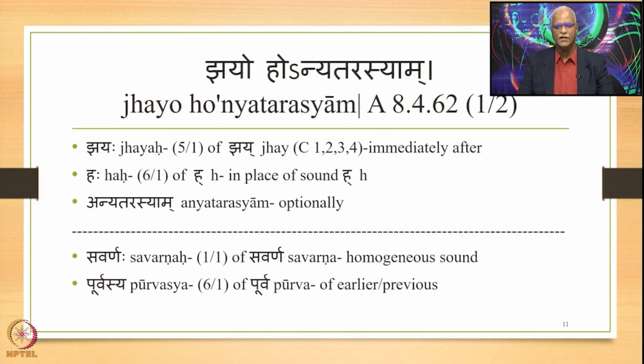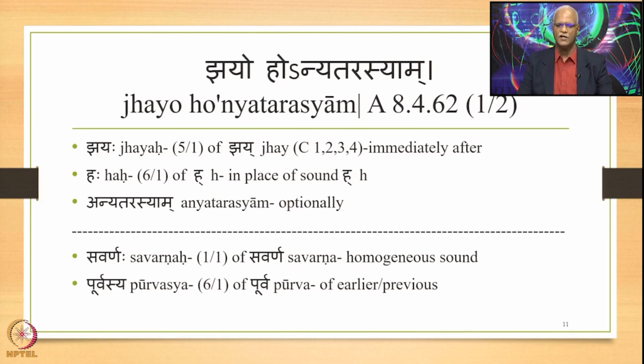Now let us study the next sutra, Jhayo Honyatarasyam. This is 8-4-62. This sutra has got three padas. Jhayaha, which is 5/1 of Jhay, and Jhay is consonants columns 1, 2, 3, 4. Jhayaha means immediately after Jhay. Haha is 6/1 of Ha, which means in place of sound Ha.